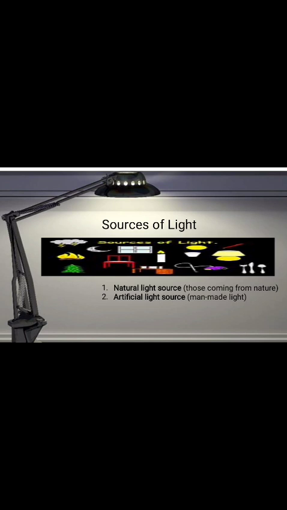There are two sources of light. Number one is the natural light source and number two is the artificial light source. Natural light source: the universe is filled with objects that emit light. Some light from these sources reaches the Earth. The following things in nature have the ability to emit light.